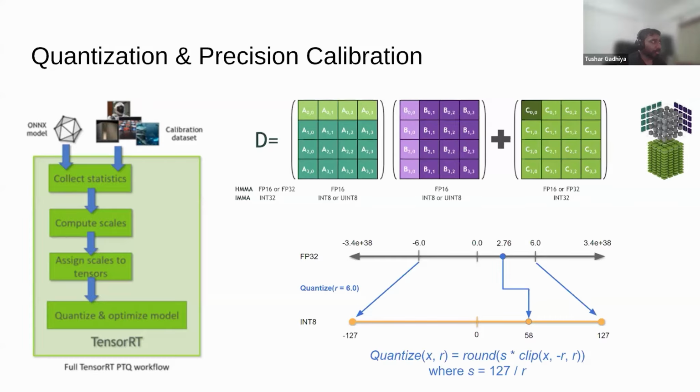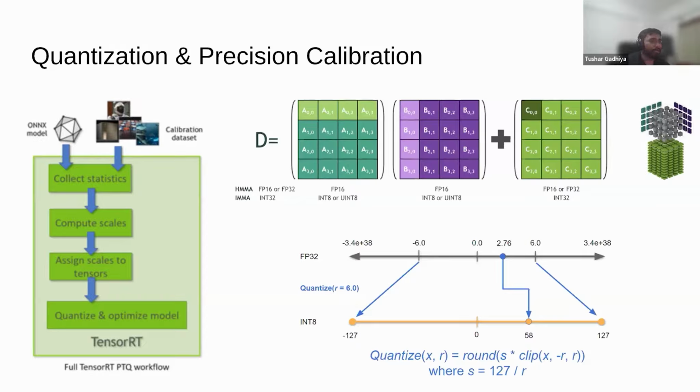TensorRT also goes a step beyond. Instead of doing this min-max scaling, it tries to estimate the distribution of your activation values for each layer, and then tries to reduce the KL divergence between your FP32 distribution and your int8 distribution. If it's not able to match, if it can't get the error down, it may not use int8. It can then fall back to FP16 or FP32 precision.